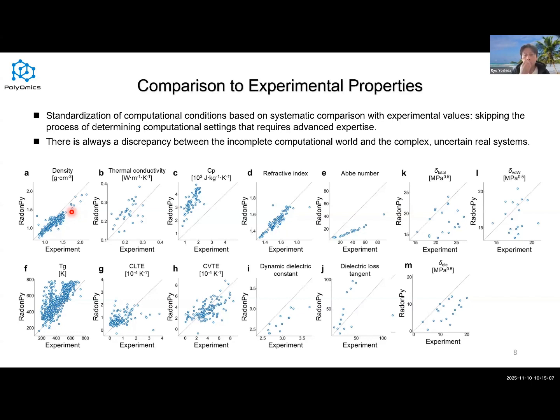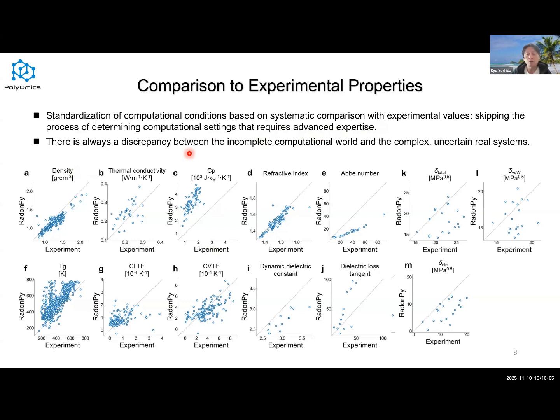So one of the distinct features of RadonPy is that it implements a wide variety of standardized workflows for the computation conditions. Such conditions have been determined by experts based on the result of systematic comparison with the experimental values. And with such a standardized protocol, we can skip the process of determining the computational settings that requires advanced expertise of computational chemistry. It's also noted, as you can see from these scatter plots, that there is always a discrepancy between incomplete computer experiments and complex and uncertain real-world systems.